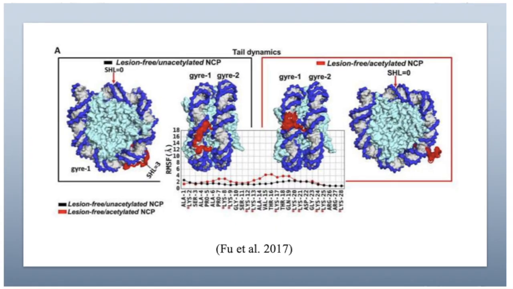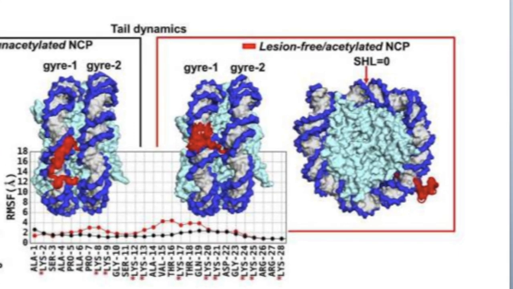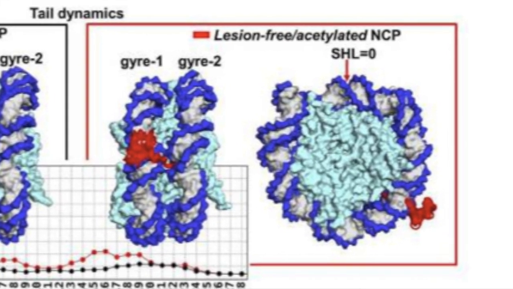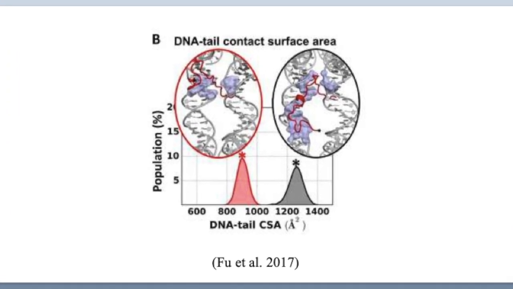Now, if you look at the lesion-free acetylated nucleosome, the tail forms a compact conformation and is released from the DNA surface, which makes it more solvent exposed and dynamic. This reduces the electrostatic histone-DNA interactions as well as the contact between the tail and the DNA.